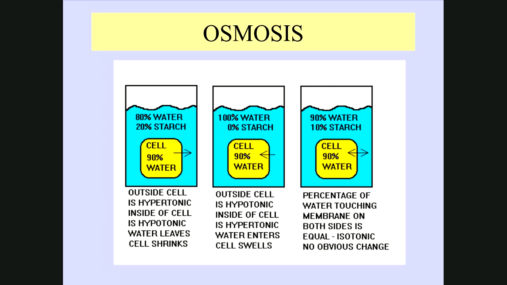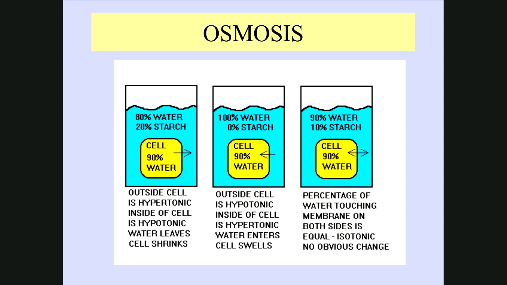And lastly now, we have a little example of osmosis for you. We have 3 beakers here. Inside each beaker is a little yellow cell embedded in a liquid. And if you look at the first one on the left there, you'll see it says cell with 90% water inside of it, which is mostly what most cells are. And then it's floating in an 80% water, 20% starch solution. Now the starch can't get through the membrane because if you remember, starch is a big polysaccharide. It's too big to get through there. So it's just going to stay on the outside.